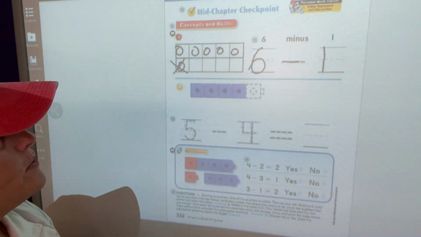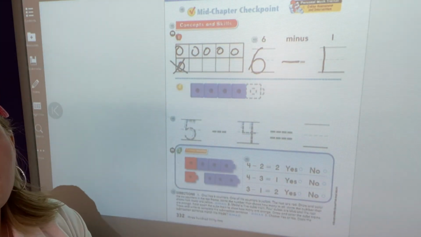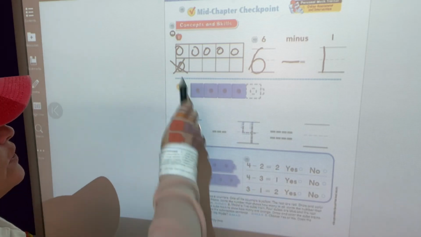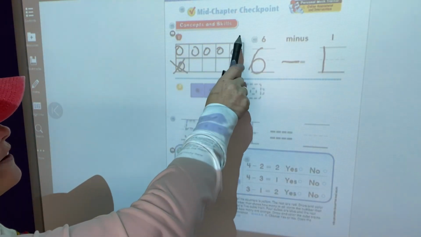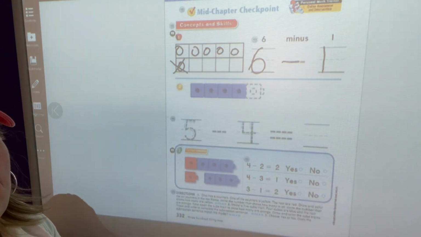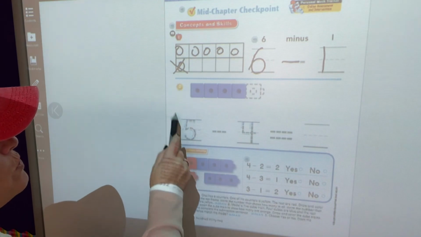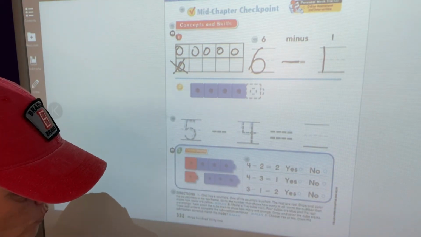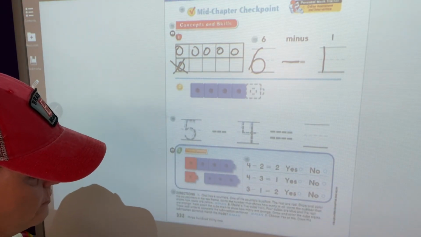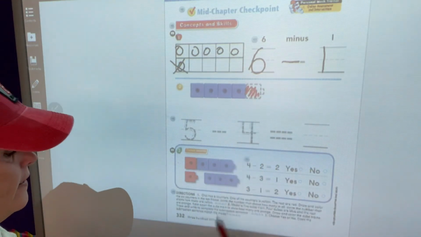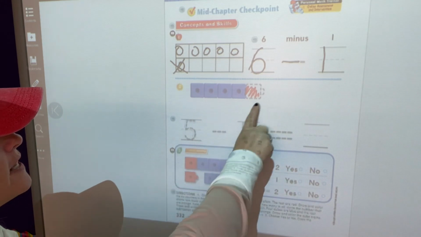So if you started with 6 and you take away 1, how many would you have left? You would have 5 left. Very good. 1, 2, 3, 4, 5. Great job. All right, and our next one, number 2. There are 4 blue cubes and 1, let's make it red. Okay, how many cubes are there all together?